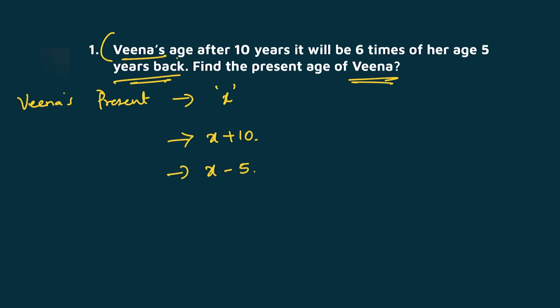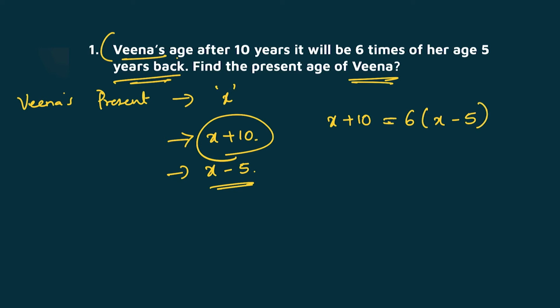Veena's age after 10 years means x plus 10. It will be 6 times, and as I already said, it should be multiplied whether it is 6 times, 2 times or n times her age 5 years back. 5 years back means x minus 5. So you get this equation and solve for x. x plus 10 is equal to 6 times x minus 5, that is 6x minus 30.